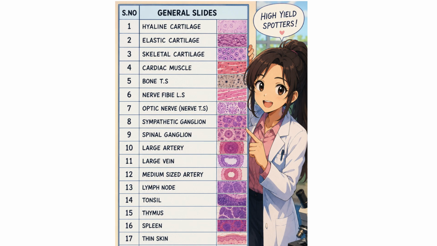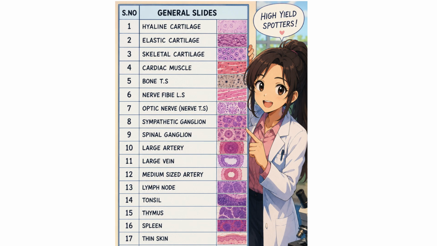For fibrocartilage, the row of chondrocytes between thick collagen bundles, there is no distinct perichondrium. It is very important. Perichondrium is present in hyaline and elastic cartilage, whereas there is no distinct perichondrium in fibrocartilage. Fibrocartilage is present in intervertebral disc and pubic symphysis.